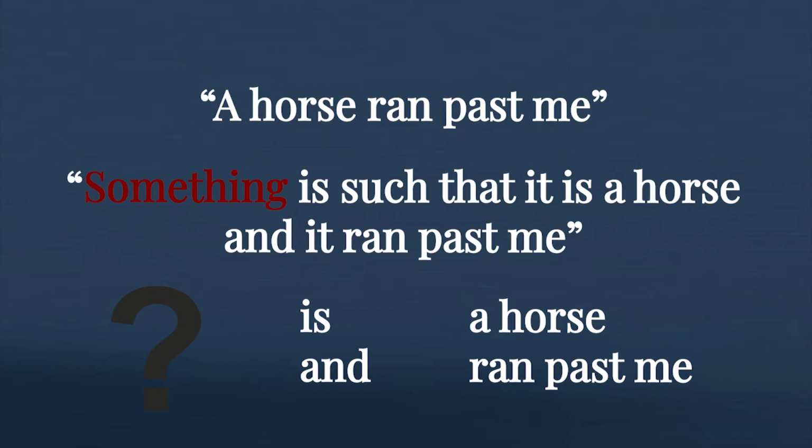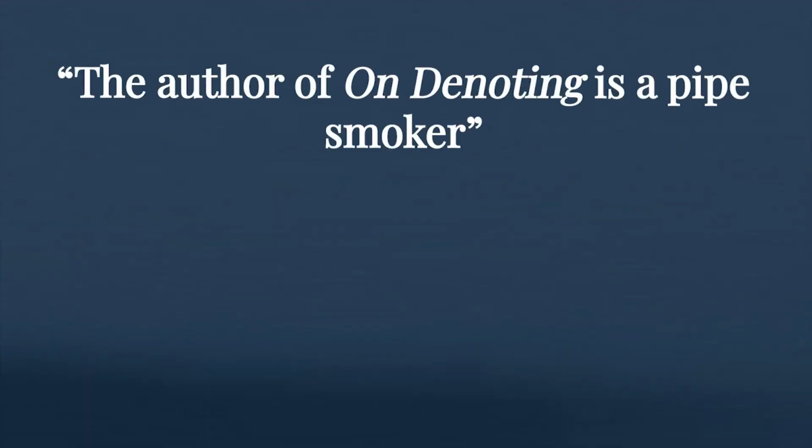indefinite description, "a horse." The difference between definite and indefinite descriptions on Russell's theory is that definite descriptions imply something more, namely that there is only one object that fits the description. Since this is part of what is implied when we use definite descriptions, Russell wants to make sure that his theory captures it. Consider a new example sentence. "The author of On Denoting is a pipe smoker." Russell wrote On Denoting and Russell smokes a pipe, so this sentence is true.